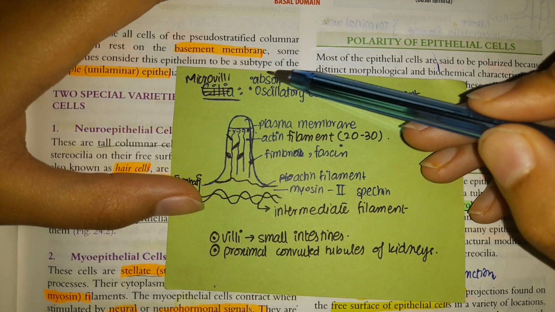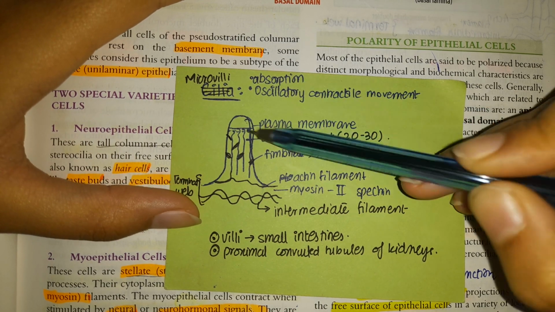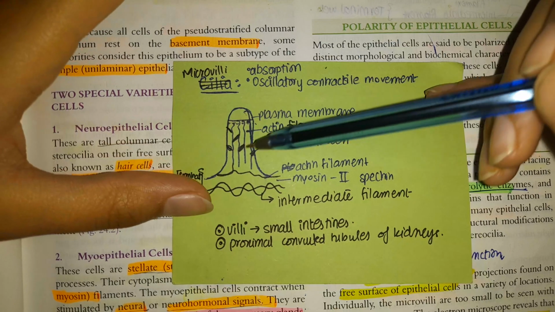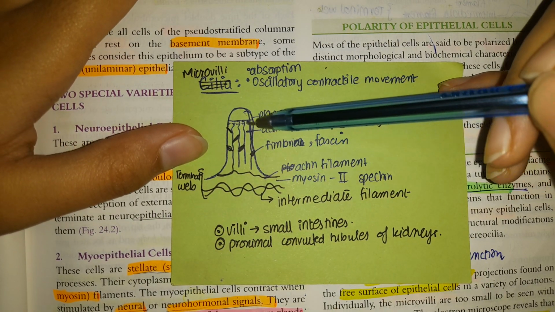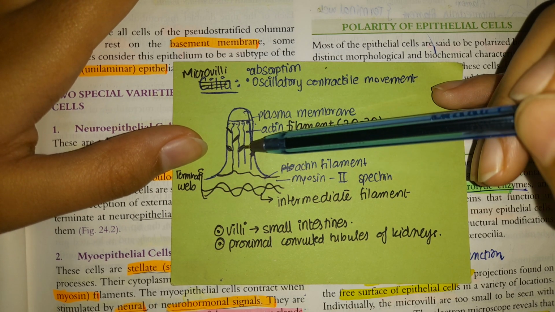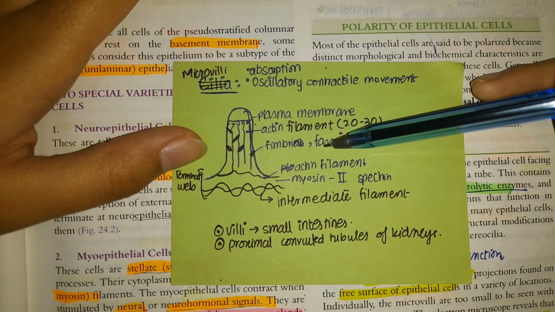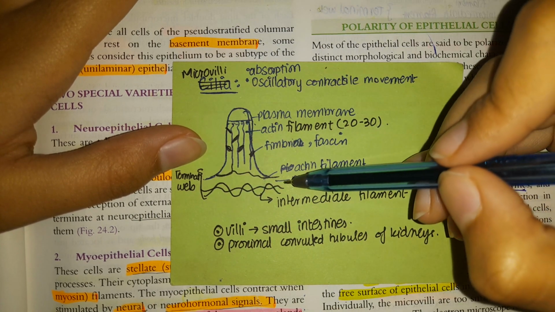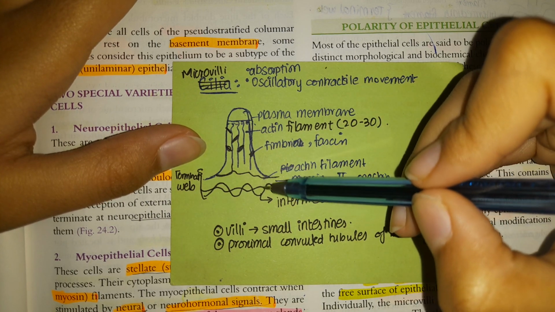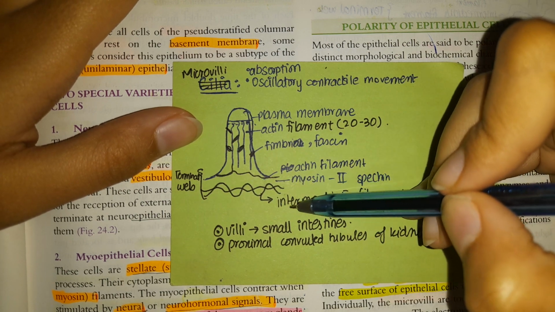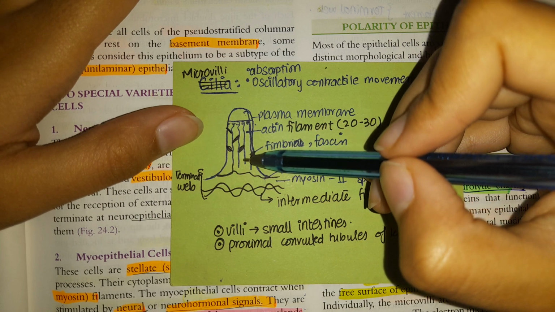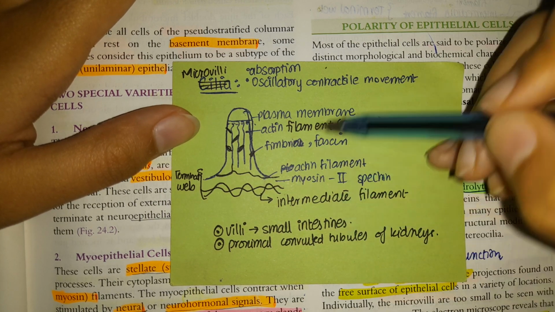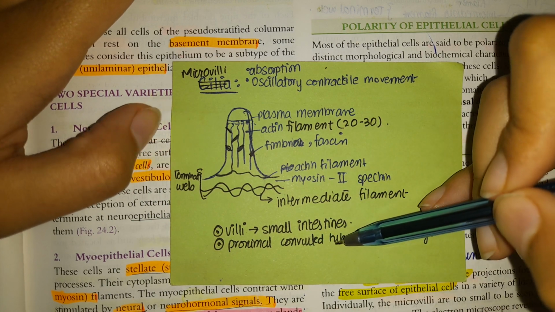So firstly, we will study microvilli, which have mainly an absorptive function. Let me show you. These microvilli have a plasma membrane outer covering, and on the inside they have a large number of actin filaments. These actin filaments are linked to each other by fimbrin or fascin molecules, and beneath them the actin filaments are attached to the terminal web, which has myosin, spectrin, and intermediate filaments. These are present in the villi of the small intestine, where they serve to increase the surface area, and they are present in the proximal convoluted tubule of the kidneys.